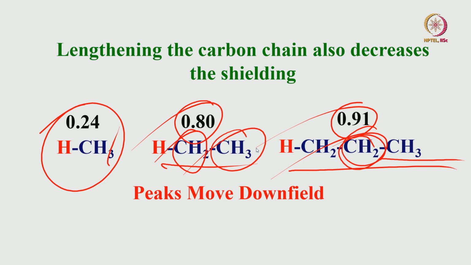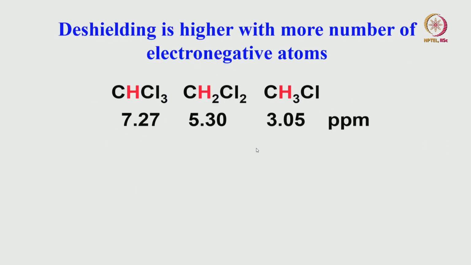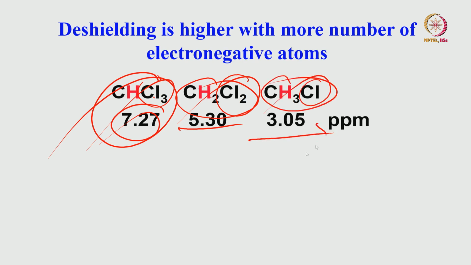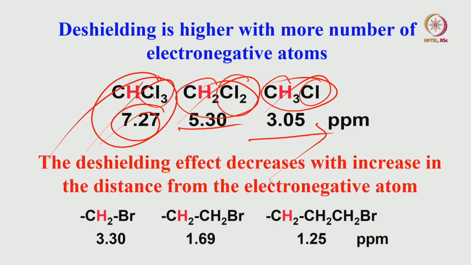So, when it decreases the shielding, the peak moves towards downfield, and de-shielding becomes more and more with more number of electronegative atoms. If the electronegative atoms are more at a particular site, then de-shielding is higher. I take the example of CHCl3, chloroform, it comes at 7.2 ppm. There are 3 chlorine atoms here. Instead of CHCl3 I make CH2Cl2, there are 2 chlorine atoms, it already moved to the high field. Instead of CH2Cl2 I make CH3Cl, now there is only 1 chlorine atom, it moved further upfield, 3.505 ppm. So, the de-shielding effect depends not only on lengthening the chain, but also on the number of electronegative atoms at the particular site.